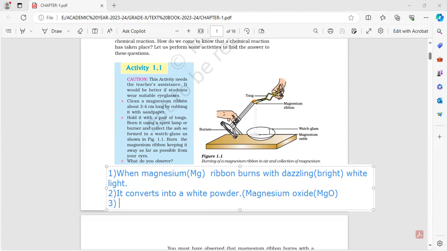Now, one more point you can add. One more point you also remember, because it will help you. Is that magnesium oxide basic in nature or acidic in nature? That you have to remember. So how do we know whether it is acidic or basic?